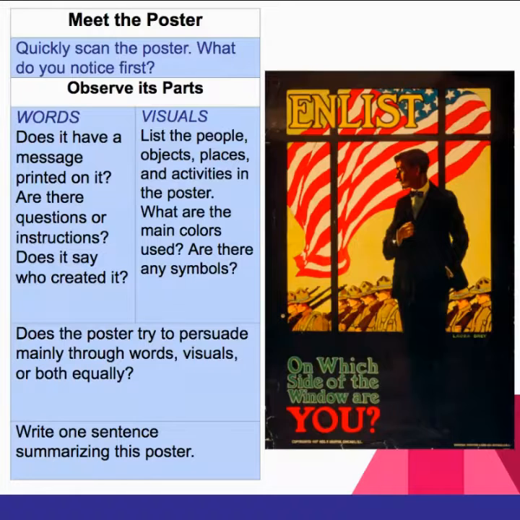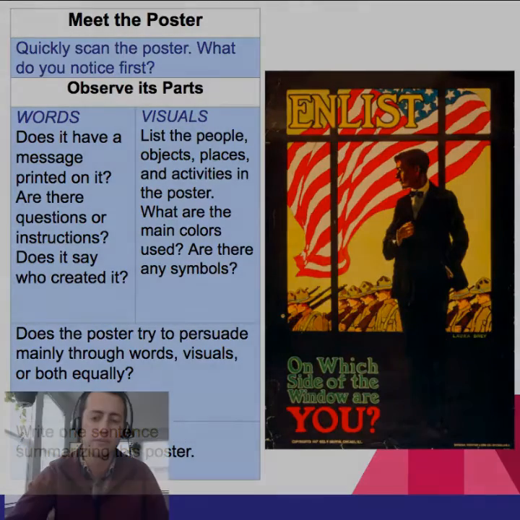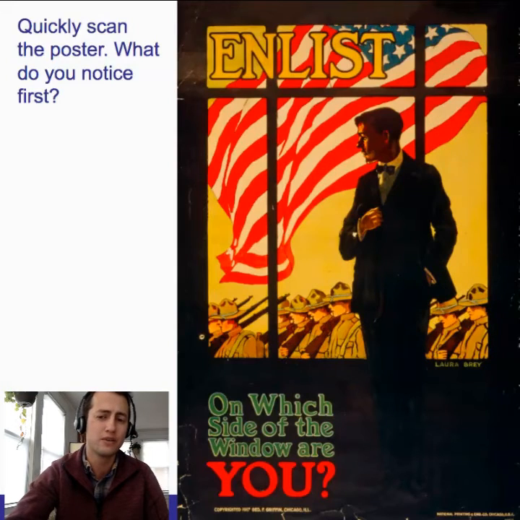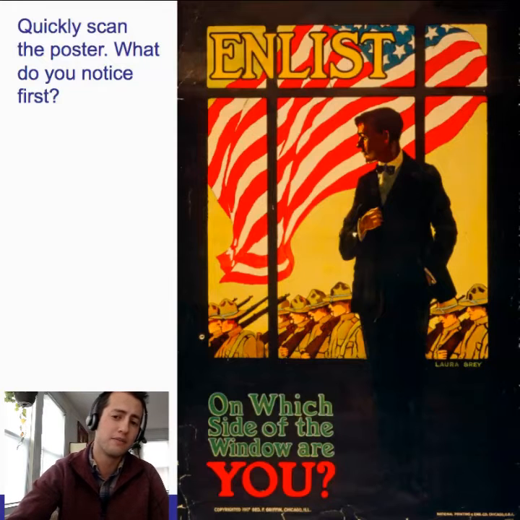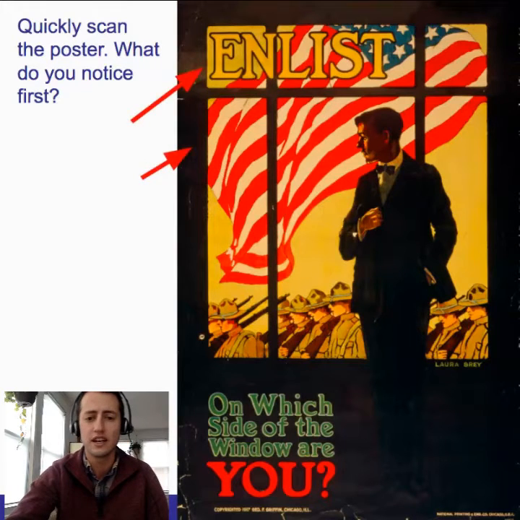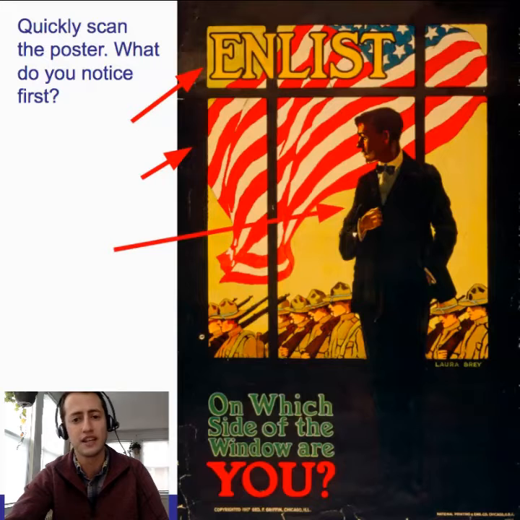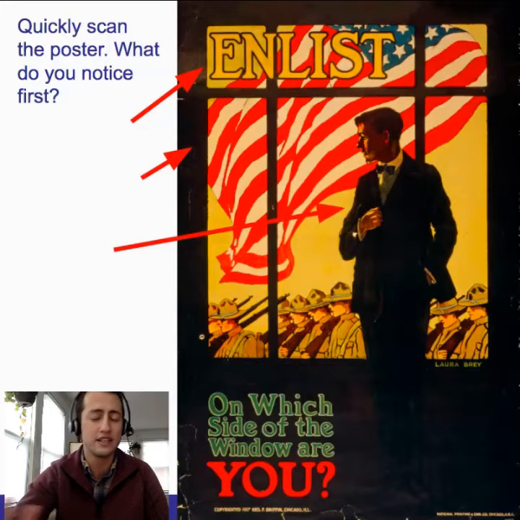When we're analyzing a propaganda poster, similar to a cartoon, we want to look at the words, the visuals, and then put it all together to analyze what's going on. So I'm going to walk you through that step by step, and then you're going to do it on your own with a different poster. First thing we do is take a look at the poster, quickly scan it. What jumps out at you? A few things jump out at me: the enlist sign, the big waving flag, and the man standing by the window. Those are what I see initially, but you might have seen something else.